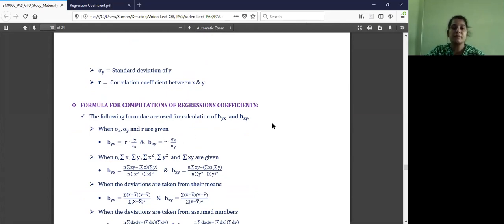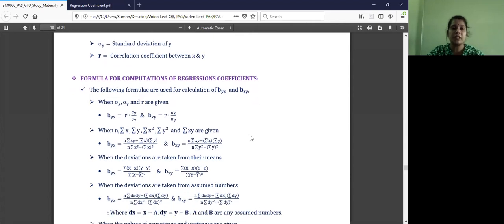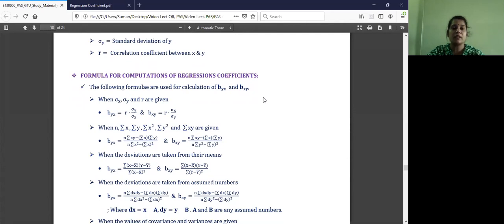Okay, so there are some formulas for the regression coefficients. The following formulas are used for calculation of byx and bxy, that means the regression coefficient of y on x and the regression coefficient of x on y. When sigma x, sigma y and r are given, that is, we are given the standard deviation of x, the standard deviation of y and the correlation coefficient, then we can find both regression coefficients.